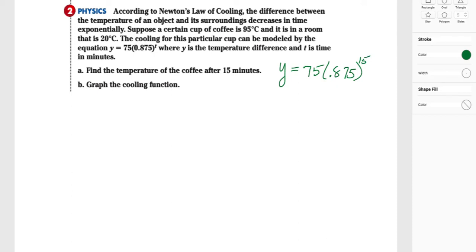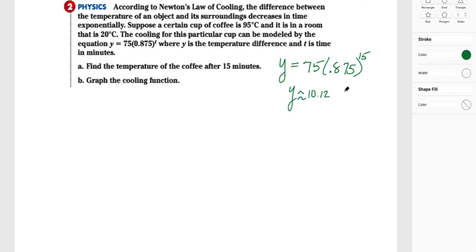When we do that, we get 10.12 degrees Celsius. This is not the temperature of the cup of coffee though. What this refers to is the difference between the cup of coffee's measure and the measure of the surrounding area. So before, the cup of coffee had a difference of 75 degrees, now that difference is going to be 10 degrees. And so we can say that the cup of coffee would be about 30 degrees Celsius after 15 minutes.